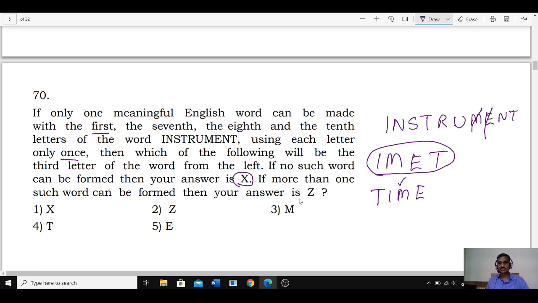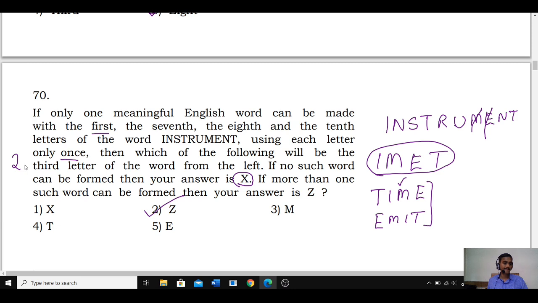More than one such word, Z as your answer. Here, more than one such word means EMIT is another word that can be formed. So how many words are formed? 2 words. That means more than one word can be formed, and Z is the answer, choice 2. Hence question number 70, choice 2 is the answer.